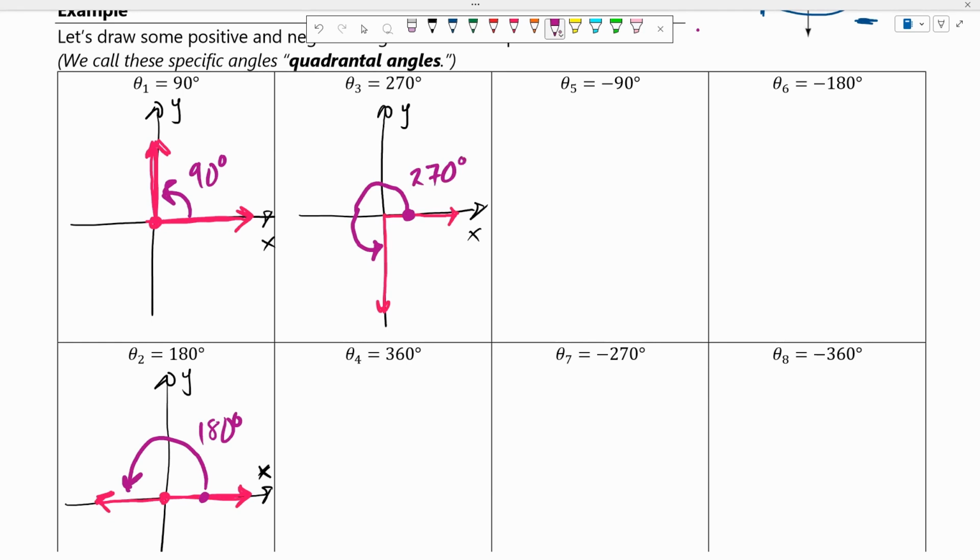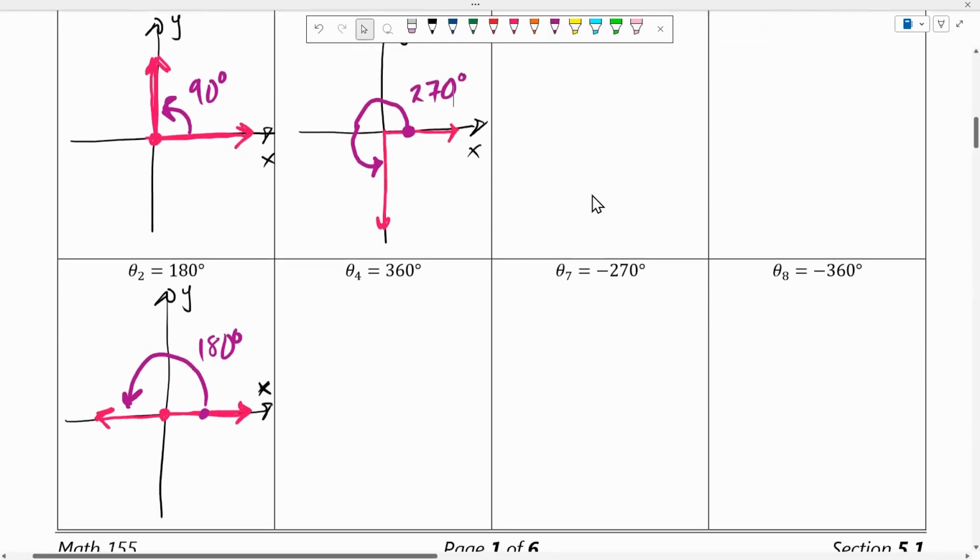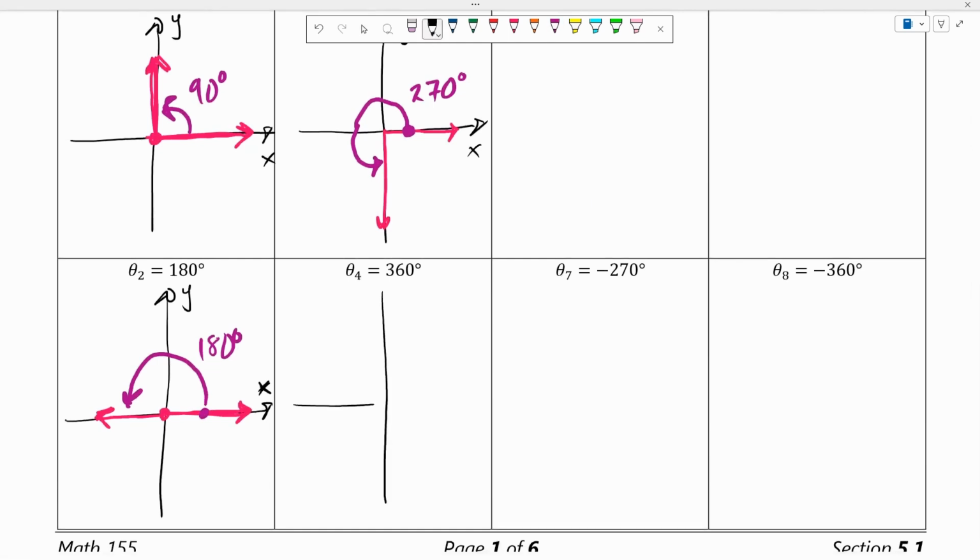Okay? Okay, let's do next one. X and Y. I start my initial side. That's still going to be there, right? But now I need to do 360 degrees. So that's 90 plus another 90 plus another 90 plus another 90 all the way around. That is going to be 360 degrees.